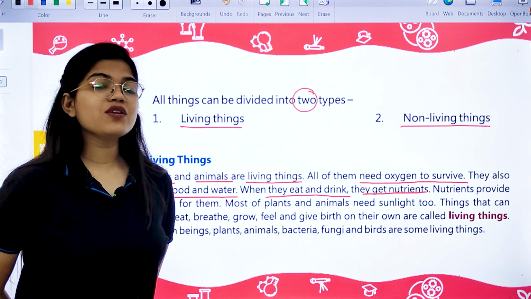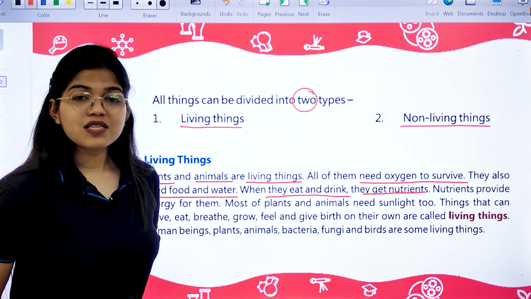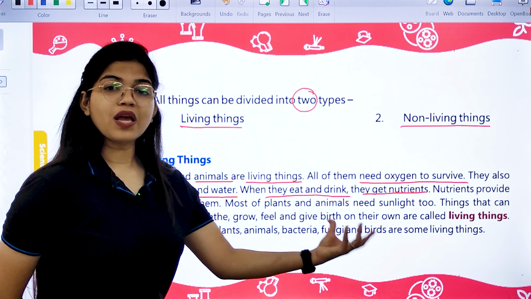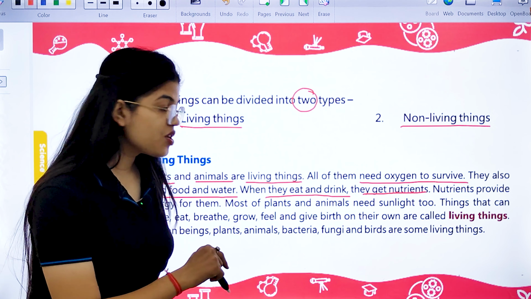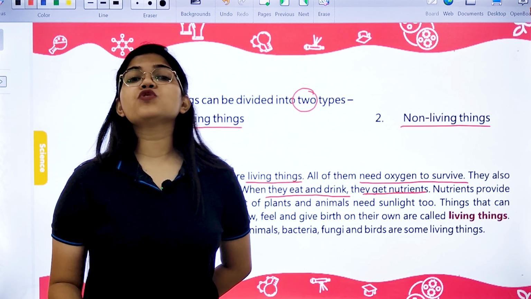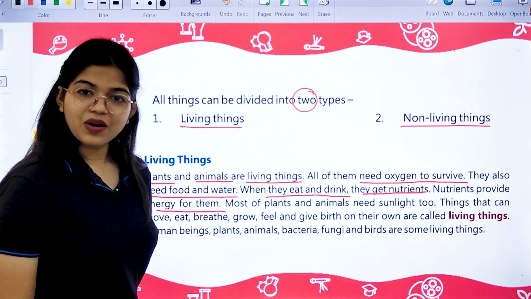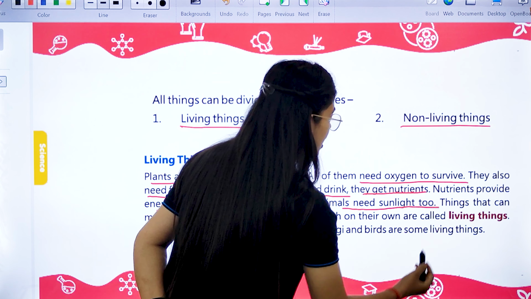If we ask the question that why do living things need food and water, so the answer is that when these living things eat and drink, they get the nutrients. And these nutrients provide energy for them, which they use for carrying out their daily routine activities. Most of the plants and animals need sunlight too.